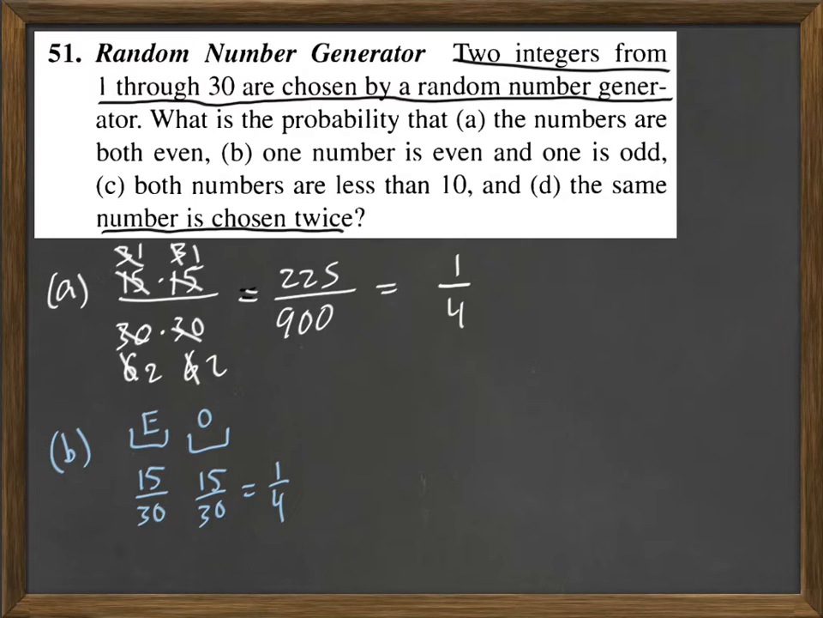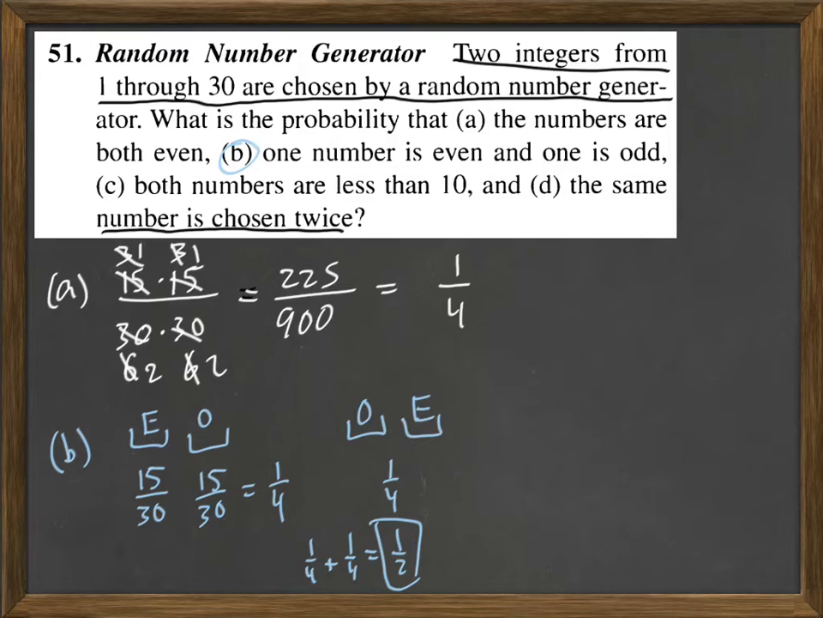But there's another scenario. What if the first one is odd and the second one is even? It still satisfies B, if one number is even and one number is odd. So this one would also be 1/4. What we would do is ask what is the probability of this or this happening, which means adding the two probabilities together. So we get 1 over 4 plus 1 over 4, which gives us 1/2. So that's the probability of the second one.